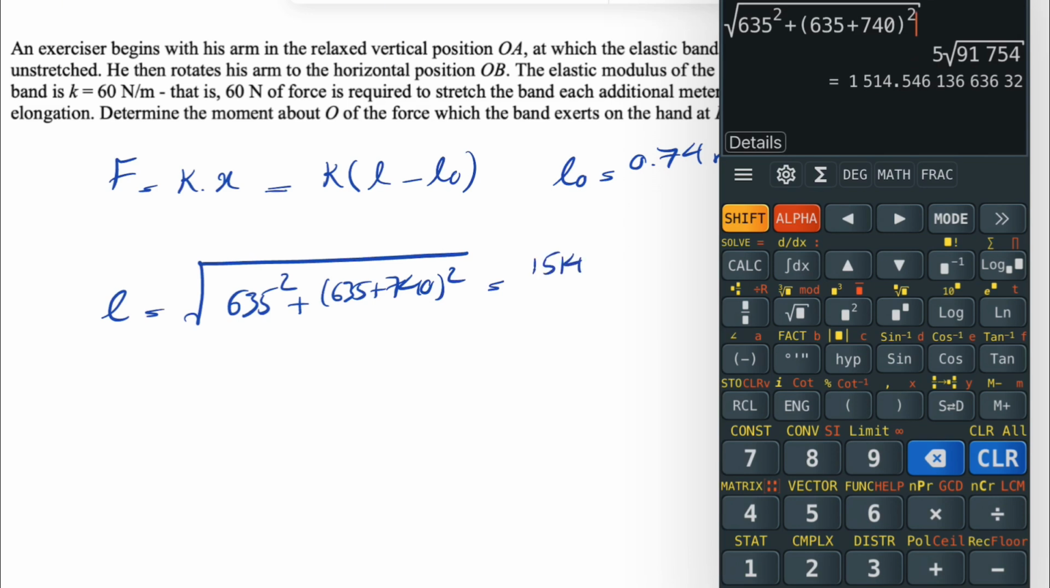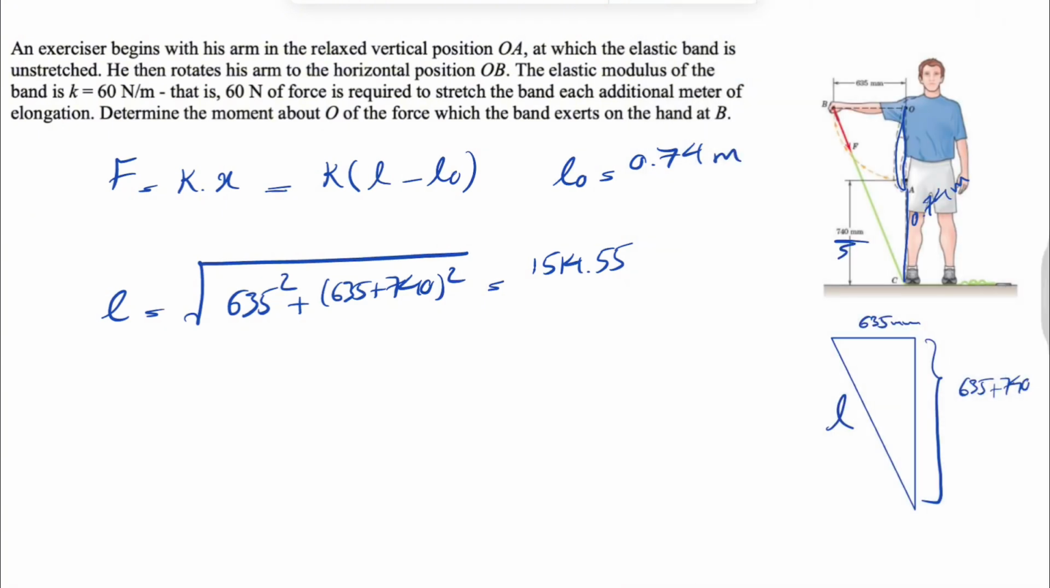So let's calculate this. This is going to give us 1514.55 millimeter. Now we should be able to find the force. We have the elastic modulus of the band, which is 60 Newton per meter. That means we have to use all of our dimensions based on meter.